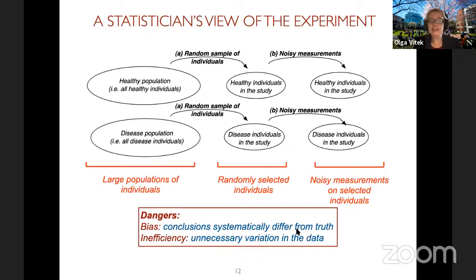And inefficiency is another challenge, where our data just have so much noise and variation associated with them that we cannot say anything meaningful about the underlying population. And so the objective of experimental design is to minimize the bias and inefficiency. So make sure we're not systematically wrong, but also make sure that we can get as informative data as possible given limited resources. So this is really what this is about.